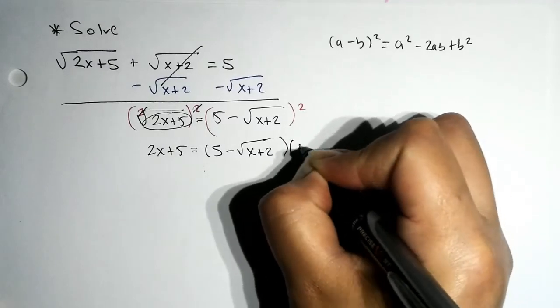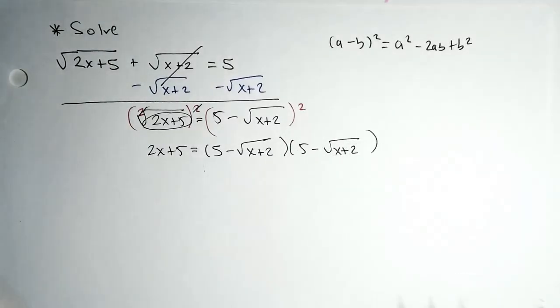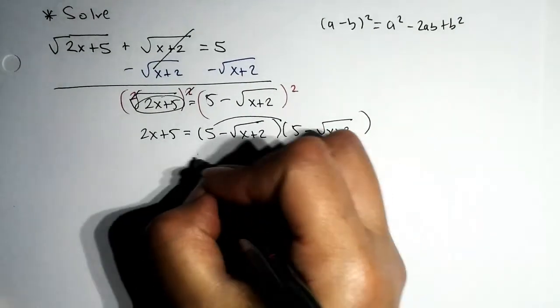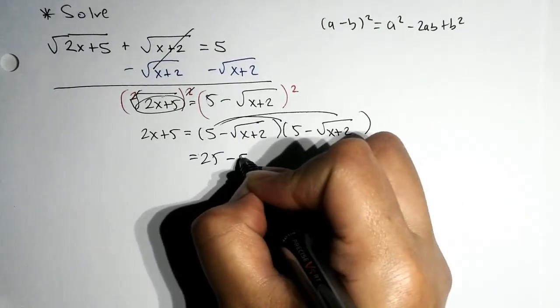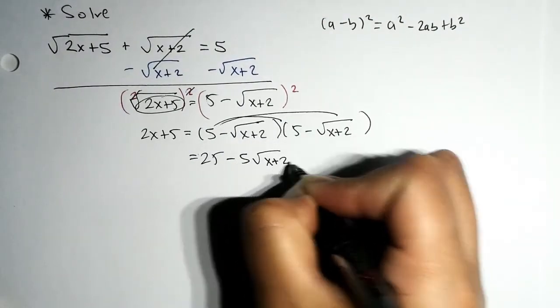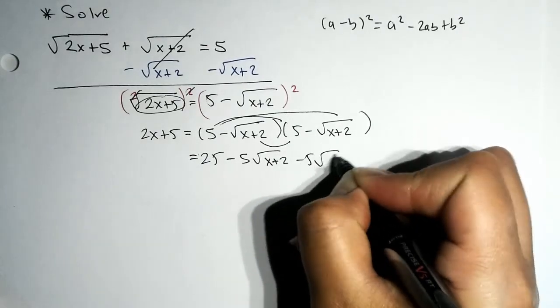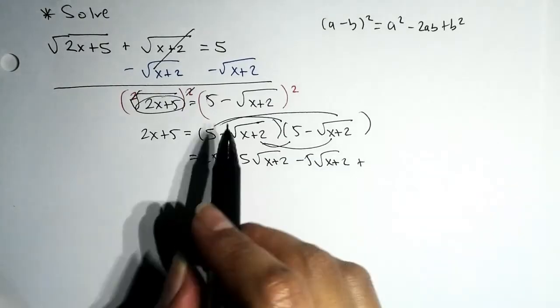So that means that we're going to have 2 factors of the base. Cool. So let's go ahead and FOIL it out and then see what that gives us. The product of 5 and itself will give us 25. The product of the outer terms will give us negative 5 times the square root of x plus 2. The product of the inner terms will give us the same thing, minus 5 times the square root of x plus 2, and the product of the last terms will give us positive, whatever you like.